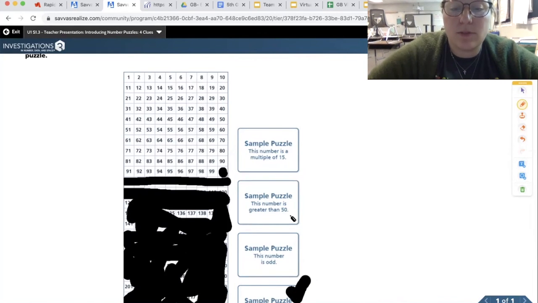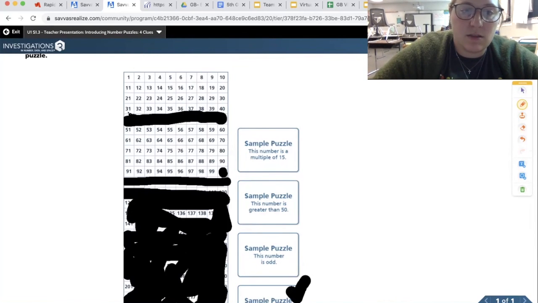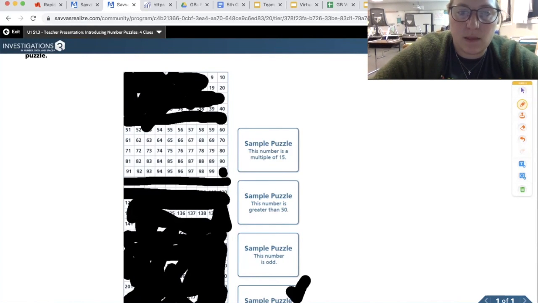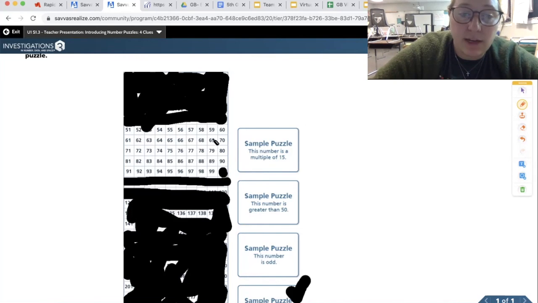So this one's done, check. Then I would go to this number is greater than 50 next, because it eliminates another large chunk of the hundreds chart. If it's greater than 50, here's 50, and that means everything above this is also not going to follow all of our rules because it would not be greater than 50. So now we have everything that's greater than 50 and less than 100 left on our chart.